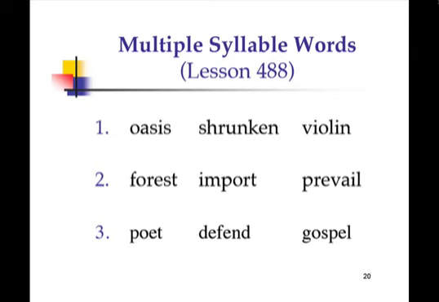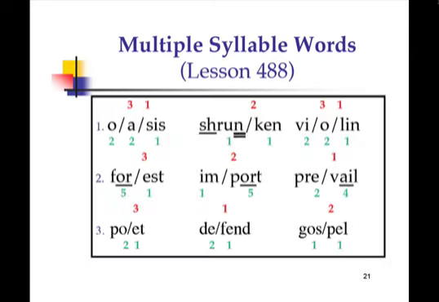Students apply the marking system to these words. The numbers in red above the word are syllable rule numbers. The numbers under the vowels in green are syllable pattern numbers. We also underline consonant and vowel teams in this marking system.